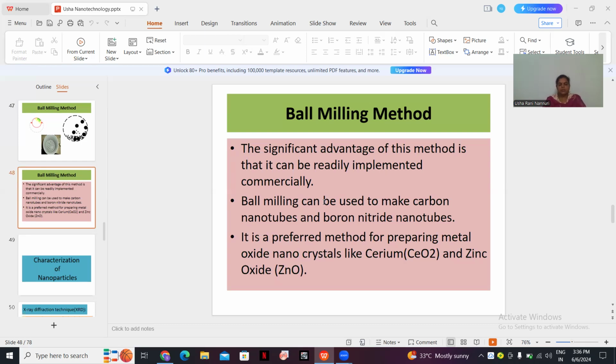The ball milling process is simple, but not all the particles are broken down to the required particle size. In this method, all the particles cannot be broken equally. It depends upon the material. All the particles will not be the same size, and will not be broken down to the required particle size. This is the ball milling method.